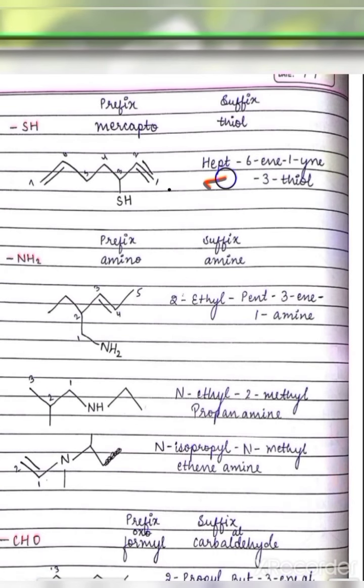It will be hept-6-ene. At the sixth position we have the ene group, 1-yne, because E comes first in alphabetical order, then Y. So that's why 6-ene, 1-yne and 3-thiol.